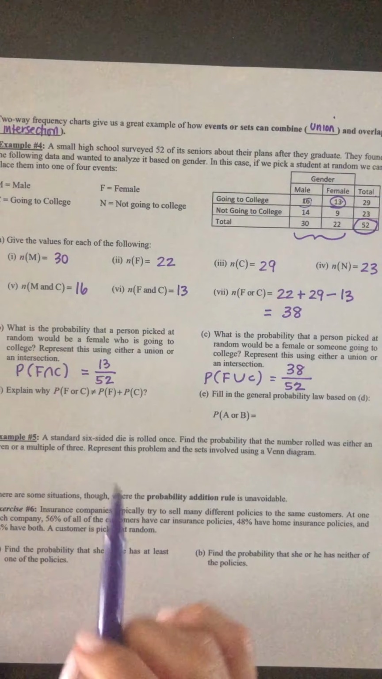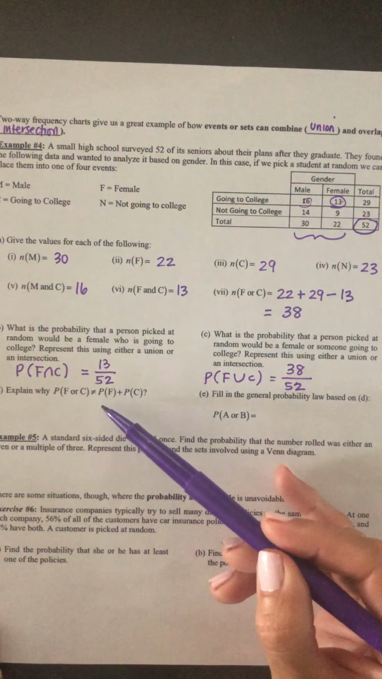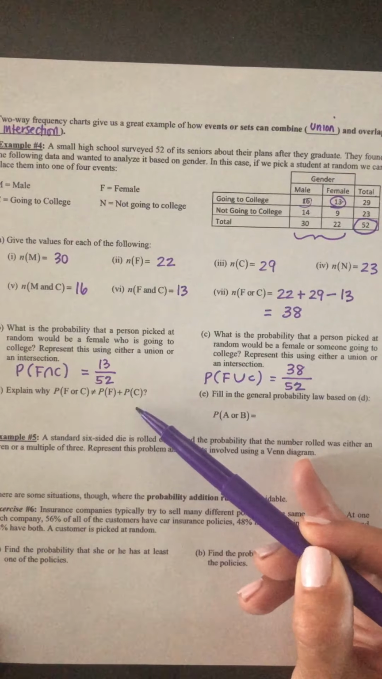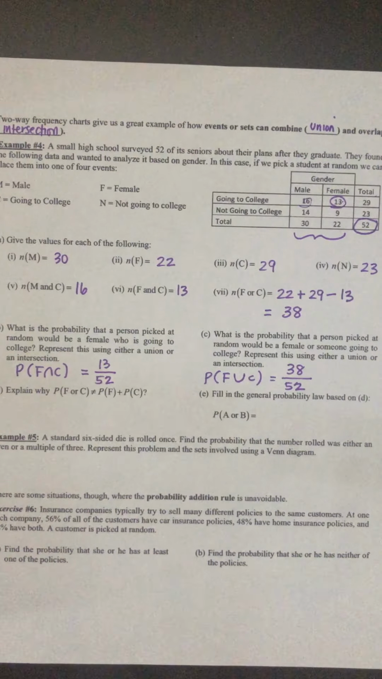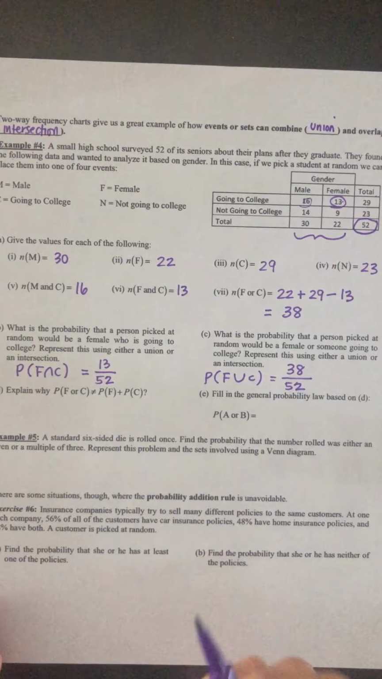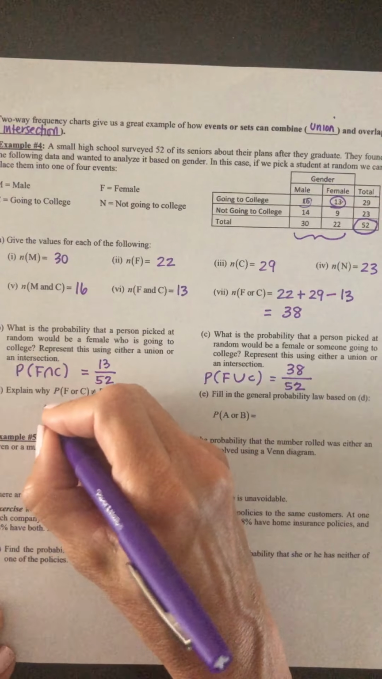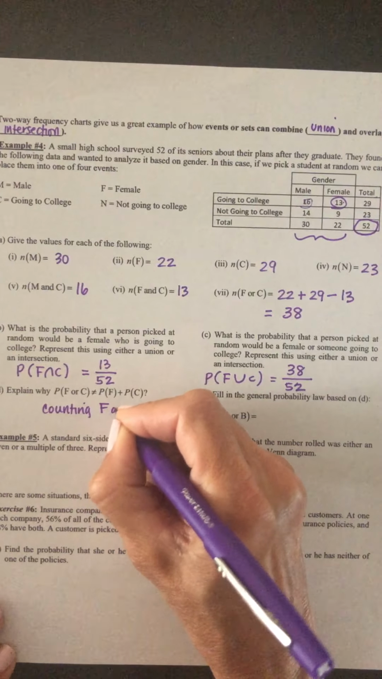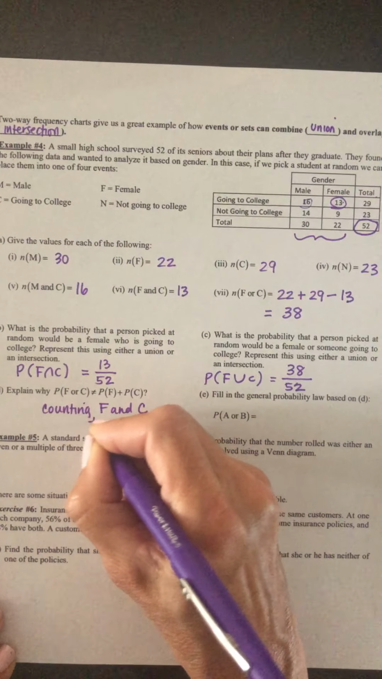Again, why can I just not add together the females with the college people? The reason, as we explained before, is that you can't double count. There are going to be some female college goers. So you're going to have some sort of double counting in there, because you're counting female and college twice, right?